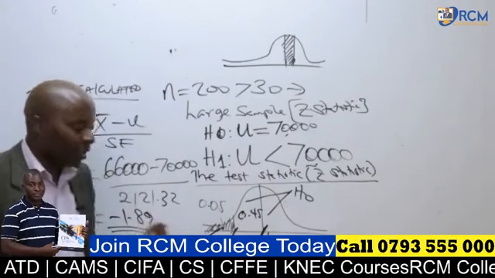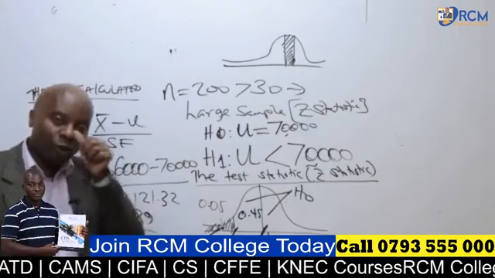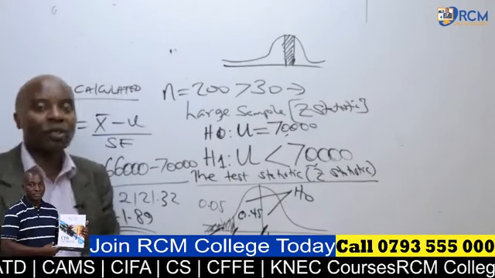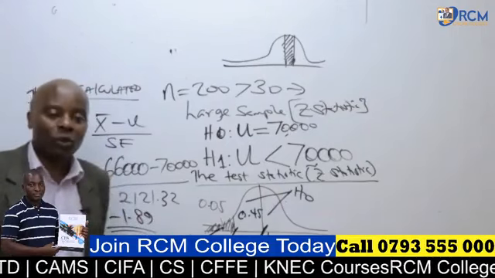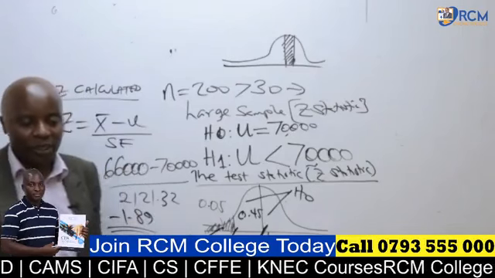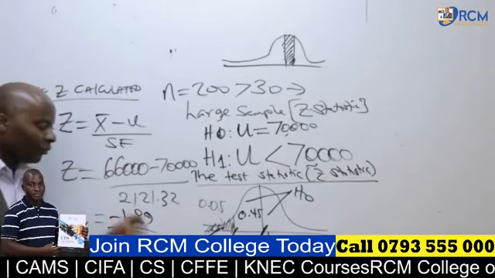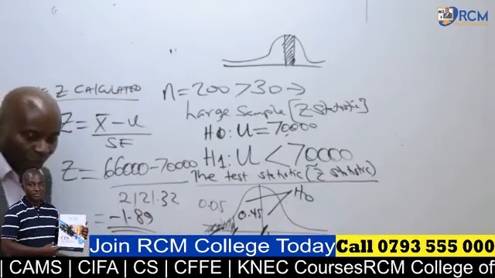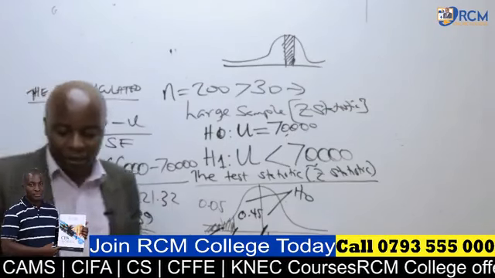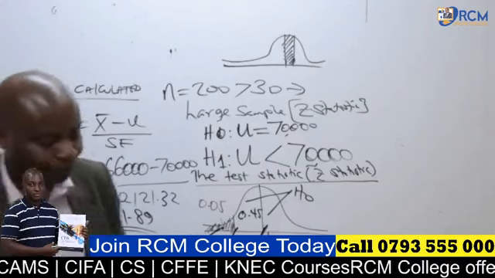Although for us at section 4, we don't go into those details. Yours is to tell us, accept H1 or reject H0. That is what you're supposed to be telling us. The most important thing is to know where your Z calculated is falling. Is it falling in the H0 region or H1 region? That will be the most important thing for us.